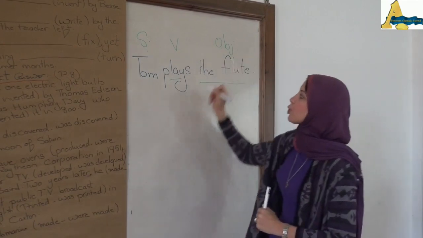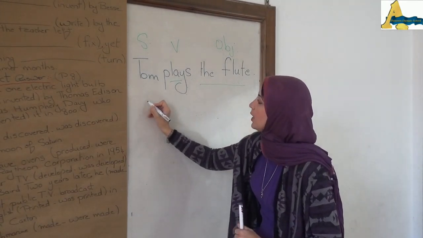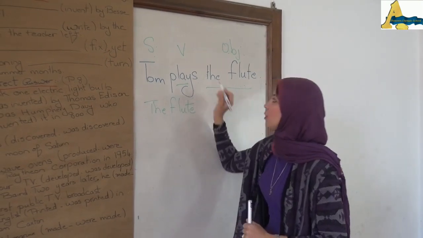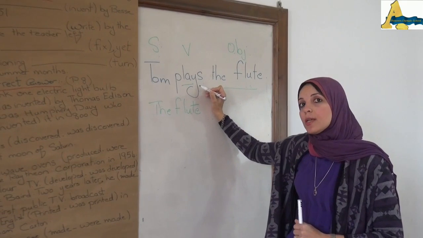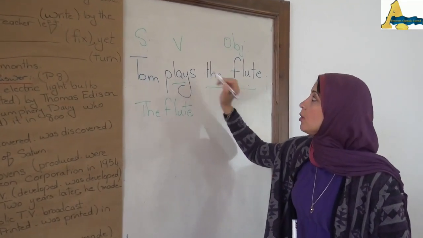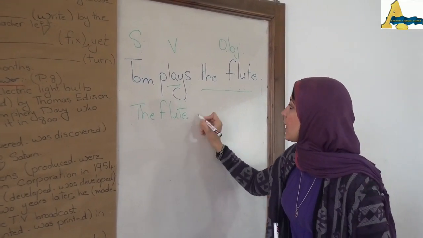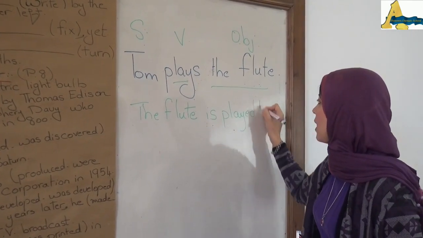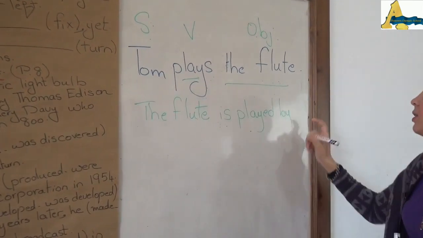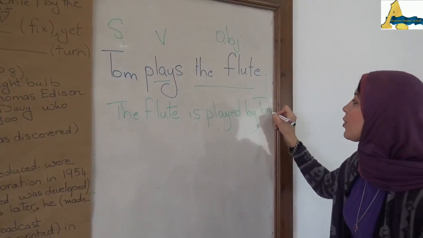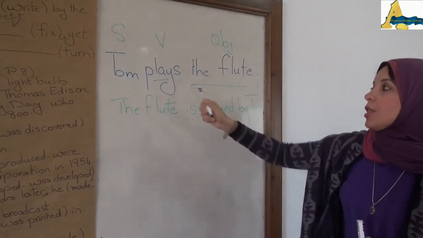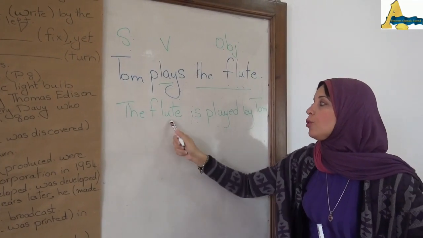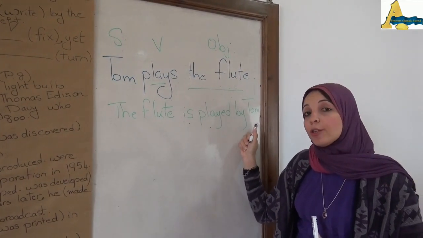First of all, I have to start with the object, and the object here is the flute. The flute. What about the verb plays? Which tense is it written in? It's written in the present simple. So the flute is played by, and I end with the doer of the action. So the sentence, Tom plays the flute, has to be: the flute is played by Tom.